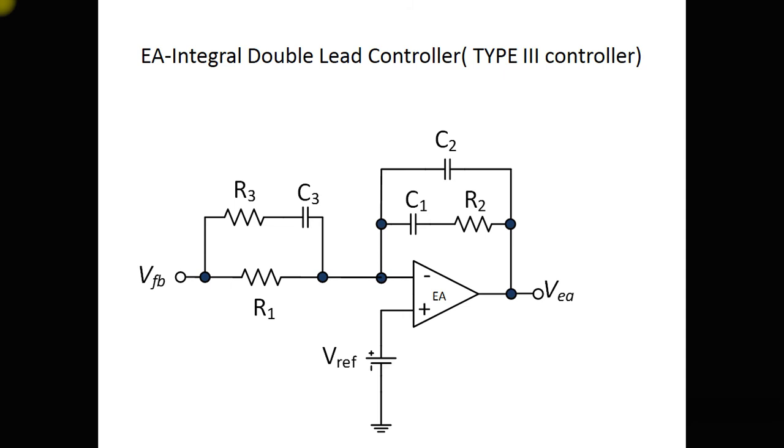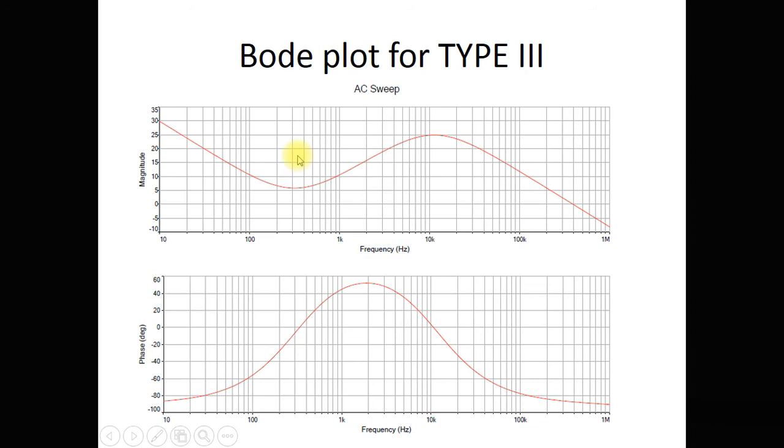So this is the type 3 error amplifier, also called a double lead controller. This is your feedback, and you have some additional network over here. This actually gives you a better phase margin, as you can see in this case.